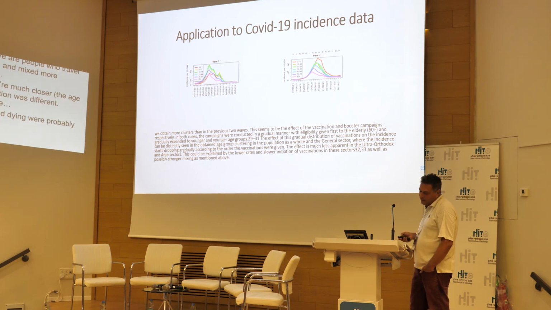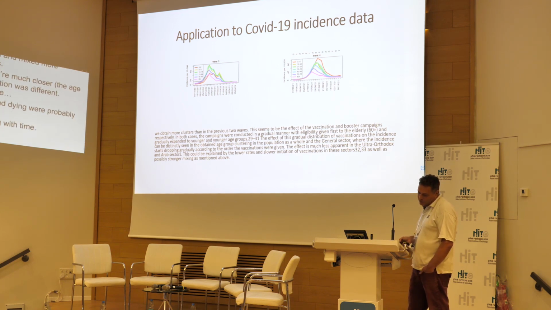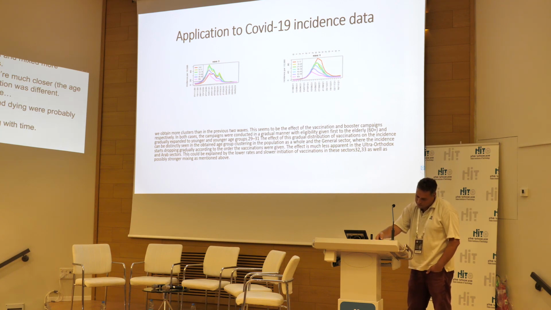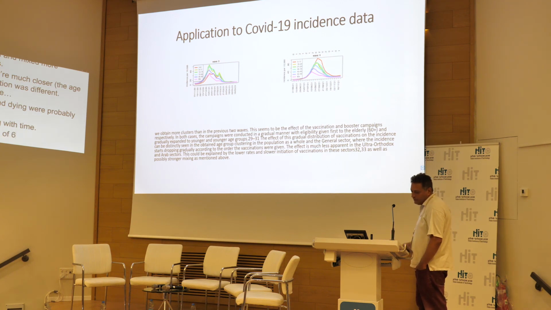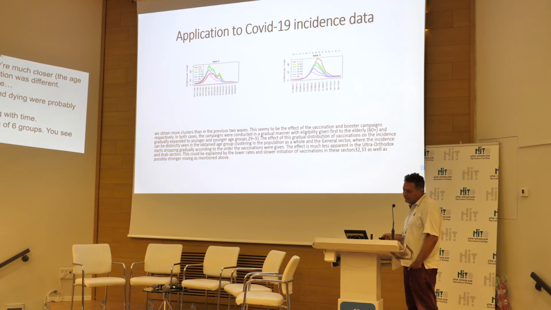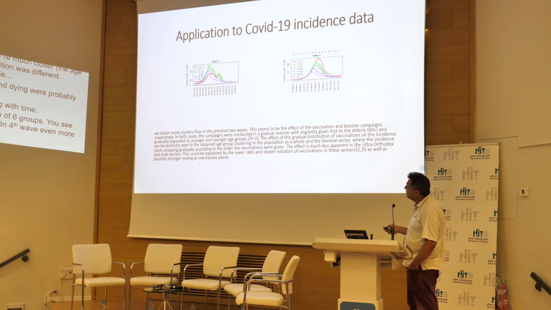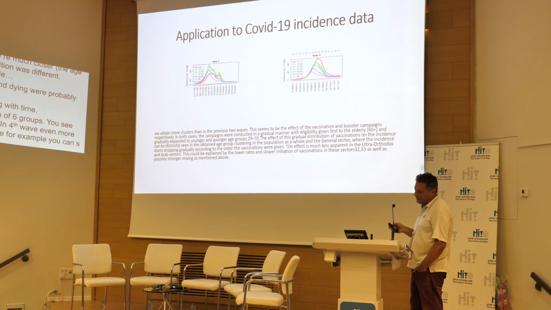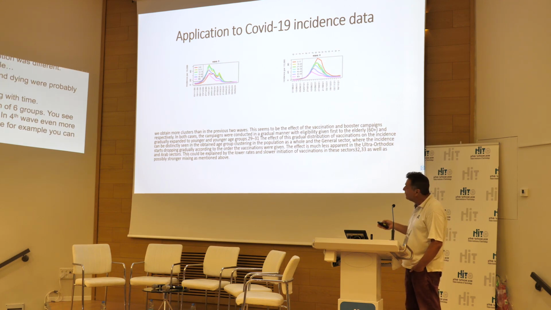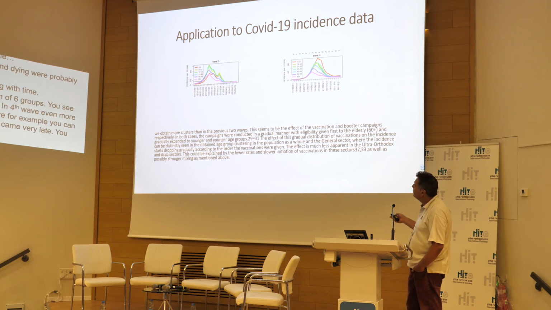So in the third wave, we had a division of 6 groups. And you see that they're very different. In the fourth wave, we even had more groups. And in the fourth wave, you could see, for example, all kinds of, also in the third wave, but less because the vaccination came very late. But in the fourth wave, you could really see how vaccination played and had an effect.